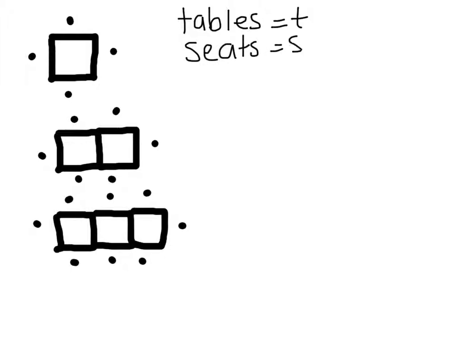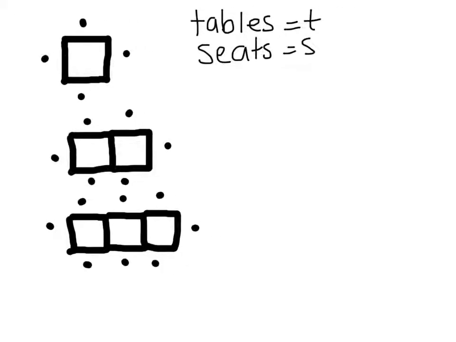Right, let's go with this one here. Okay, now I have got the number of tables, so we'll say tables equals t, and the number of seats equal to s. Right, so if I look at this, I've got one table and I've got 4 people who can sit around it. Then I've got 2 tables and I've got 1, 2, 3, 4, 5, 6 people who sit around it. 3 tables, 1, 2, 3, 4, 5, 6, 7, 8 people who sit around it. Okay, and I'm going to need to write a rule for the number of seats in relation to the number of tables.